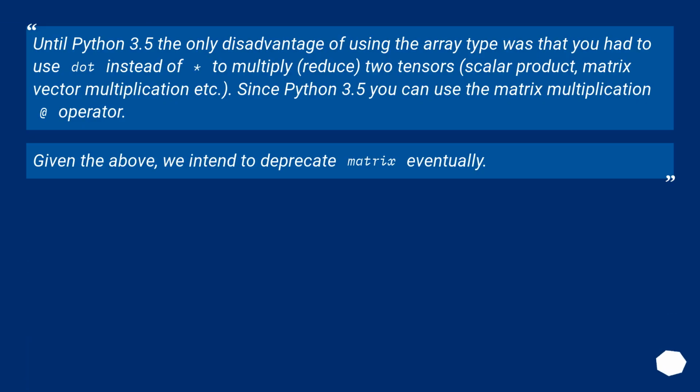Until Python 3.5, the only disadvantage of using the array type was that you had to use dot instead of * to multiply (reduce) two tensors (scalar product, matrix vector multiplication, etc.). Since Python 3.5 you can use the matrix multiplication operator @. Given the above, we intend to deprecate matrix eventually.